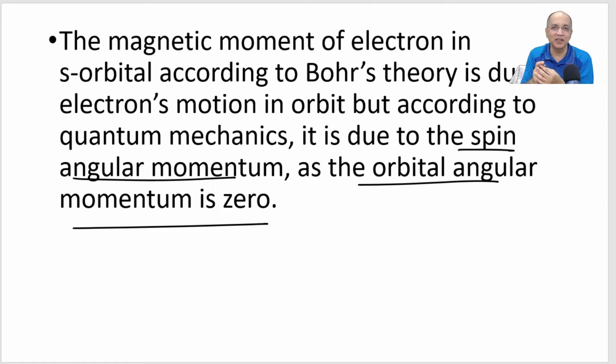Now look at the difference. Same concept, the outcome is the same: the electron has a magnetic field if it is unpaired. But classical Bohr's theory will say, because it is circulating around the nucleus, it has some angular momentum and hence a magnetic moment vector. But in wave mechanics, they will say it is due to the spinning motion of the electron. That is, due to spin angular momentum, the magnetic dipole moment arises, not due to orbital motion, because for any s orbital the orbital motion is 0. I mean the orbital angular momentum vector is 0.